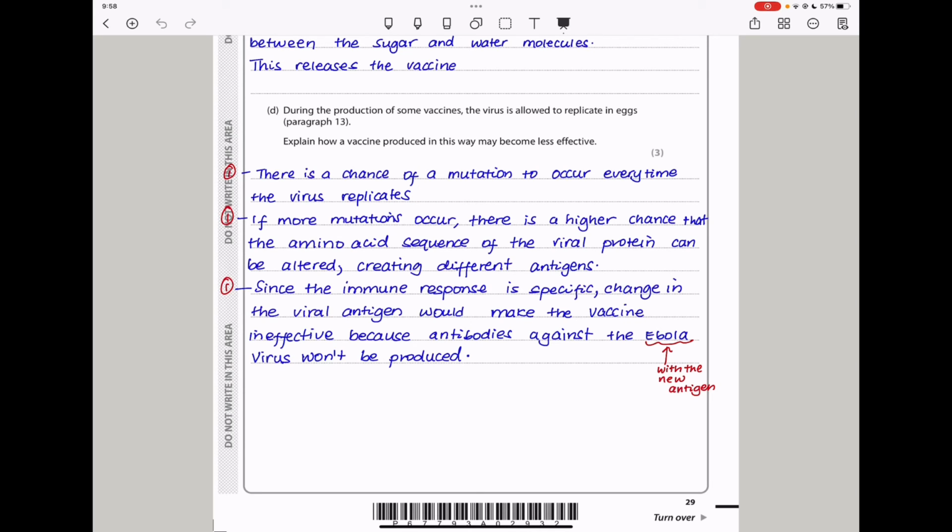If more mutations occur, there is a high chance that the amino acid sequence of the viral protein can be altered, creating different antigens. Since the immune response is specific, change in the viral antigen would make the vaccine ineffective because antibodies against the Ebola virus won't be produced. Let's move on.